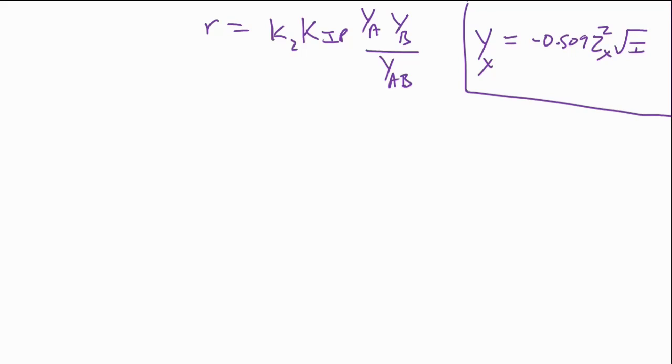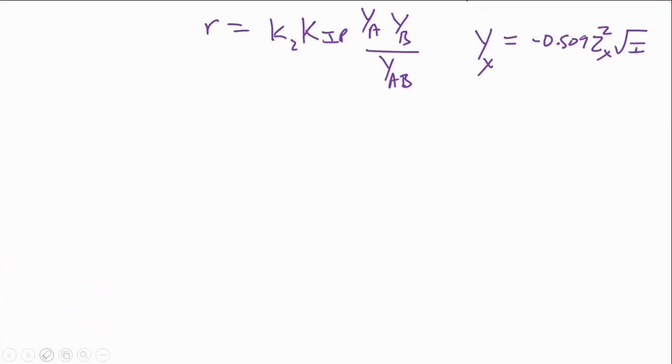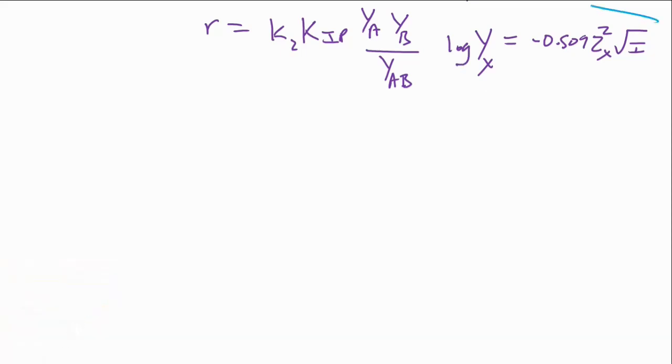Okay. And there should be one more thing. Let's make sure. And this is the log. Okay? Limiting Debye-Huckel theory, which works best for solutions which are dilute, that is less than 0.01 molar.